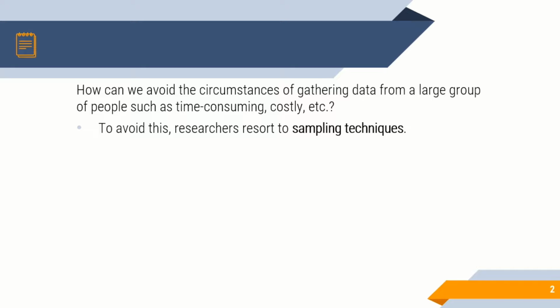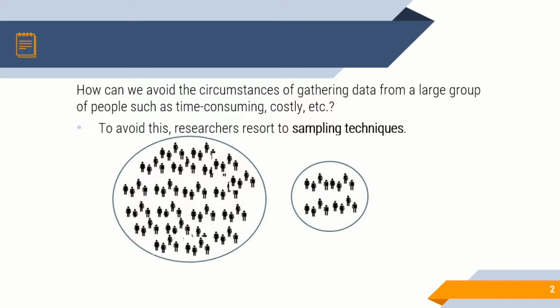from the entire population. So, before we proceed to the said sampling techniques, let's first widen your knowledge about these two words, population and sample. So, which among the two circles of people is the population? Is it the bigger circle or the smaller? When your answer is the bigger one, then you are correct.